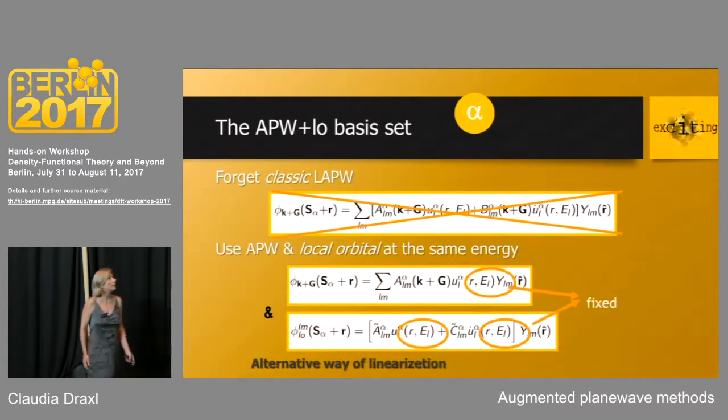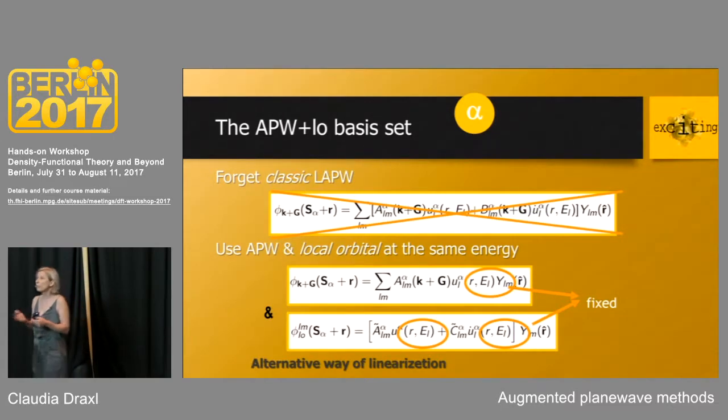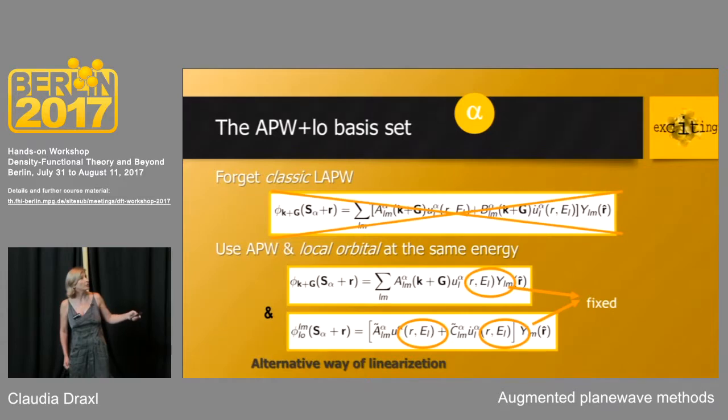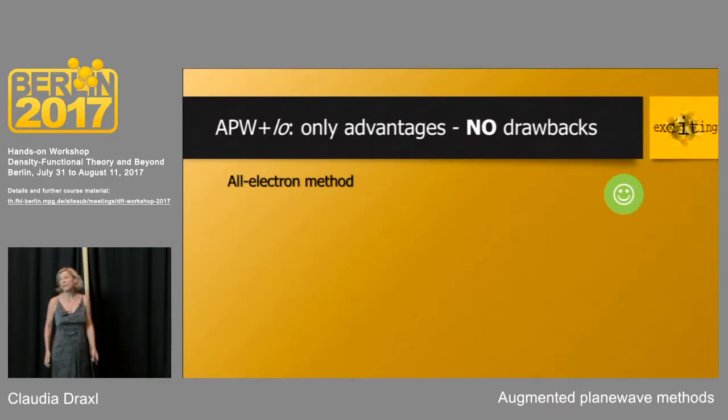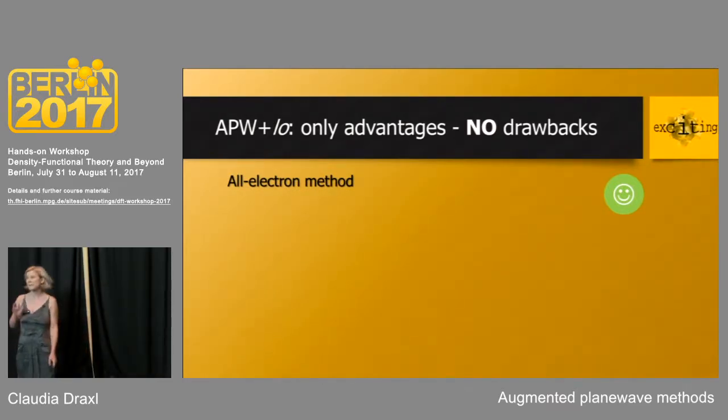And this is actually the reason why I call all of them linearized LAPW, linearized augmented plane waves, because this is just an alternative way of linearizing our eigenvalue problem. So again, we have fixed linearization energies in the basis set here. So APW plus LO only has advantages. There are no drawbacks, and this is a wonderful method.